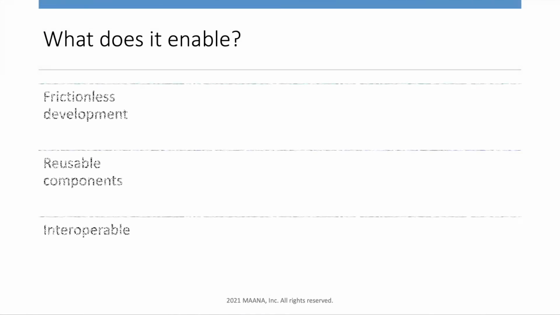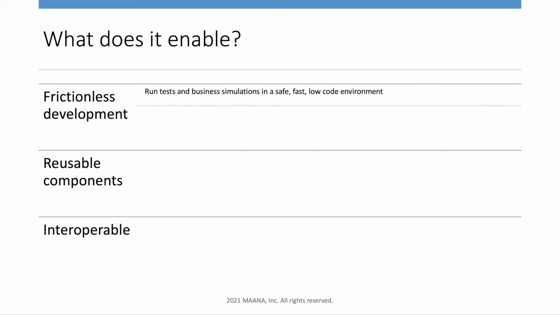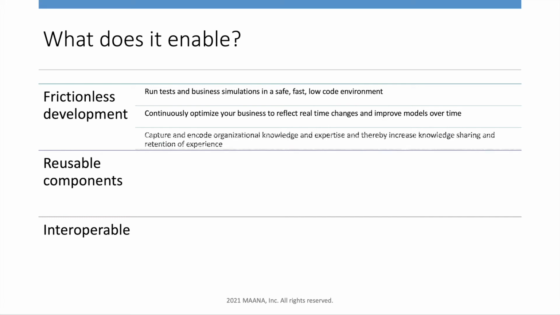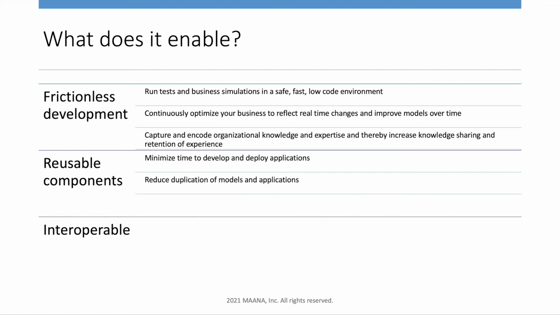So, in summary, the frictionless development enables that you can run tests and business simulations in a safe, fast, low-code environment, that you can continuously optimize your business to reflect real-time changes and improve models over time, and you can capture and encode organizational knowledge and expertise, and thereby increase knowledge sharing and retention of that expertise. The reusable components enable that you minimize time to develop and deploy applications, that you reduce duplication of models and applications, and you minimize errors in calculations and decisions.